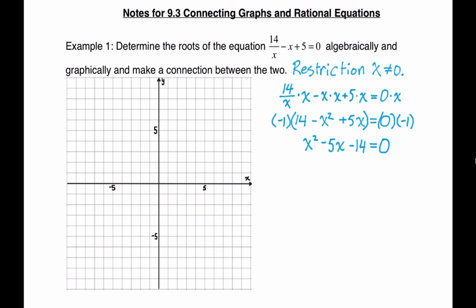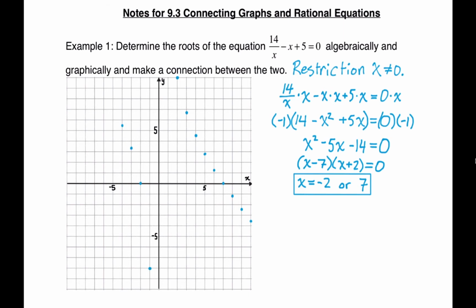So now we're looking for factors of -14 that add to -5. So those factors are -7 and +2. And so that means x equals -2 or +7.